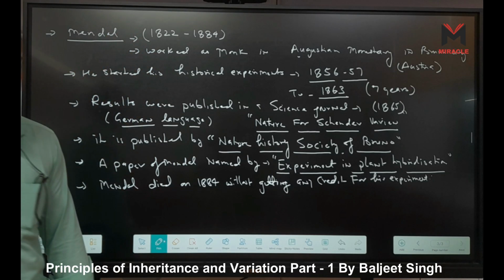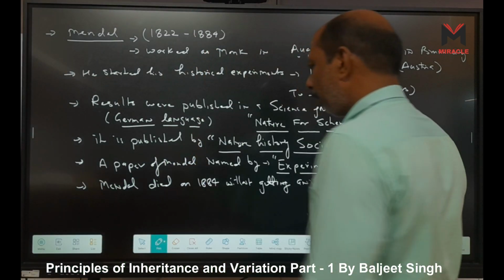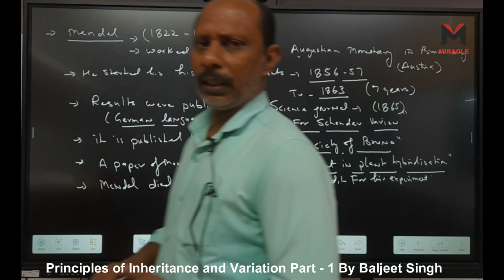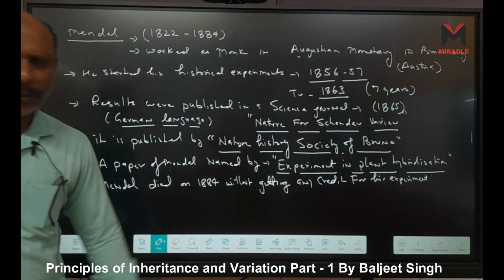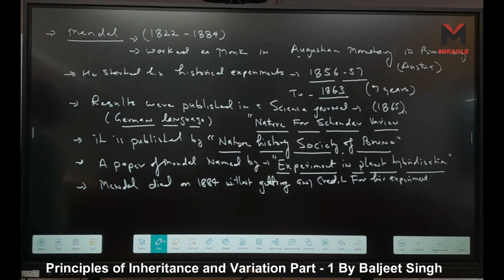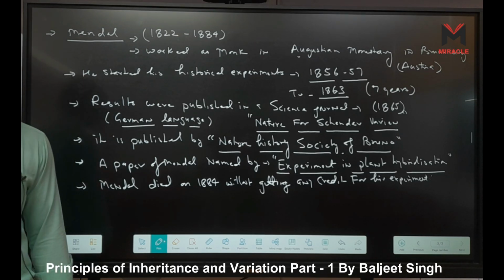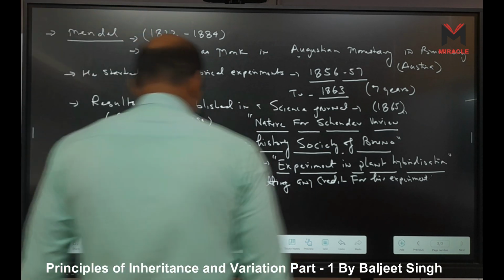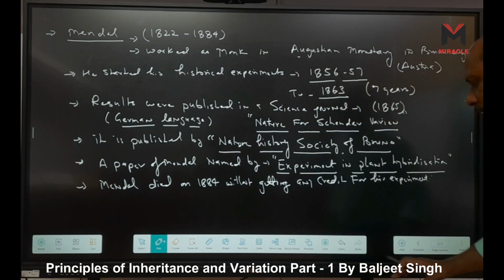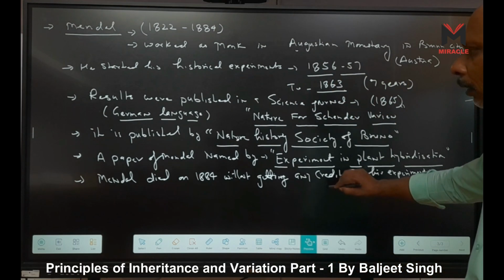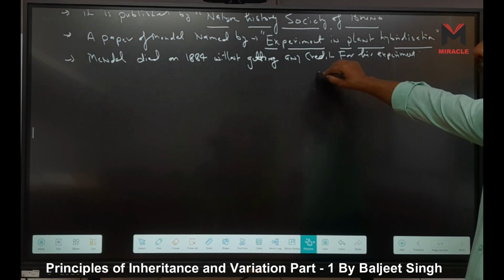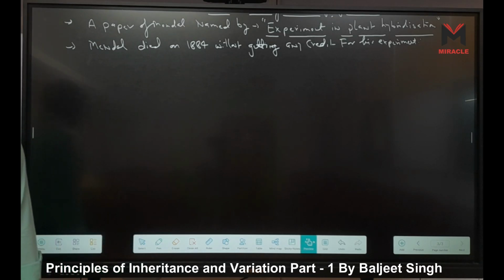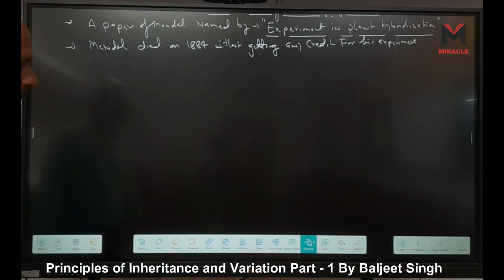Mendel died because of his kidney. His kidney was damaged, kidney disease, right? So Mendel died due to kidney disease, and this disease is called Bright's disease, right? So who are the three scientists who rediscovered Mendel's law? These are Carl Correns, Hugo de Vries, and Erich von Tschermak.